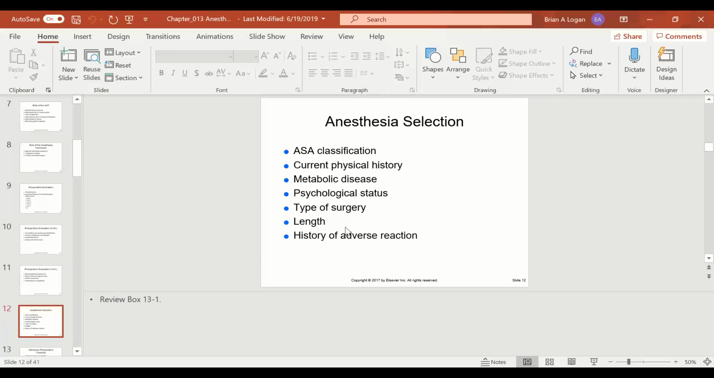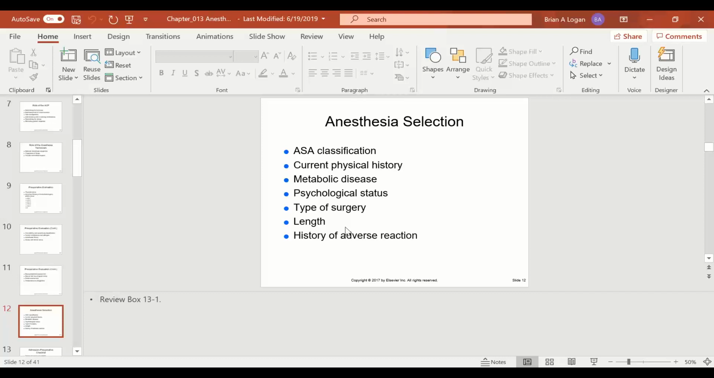What's their current physical history? What kind of shape are they in, right? Do they have a metabolic disease going on, so that if we're giving them these inhalants and things like that, it may take them longer to metabolize these certain drugs that we're giving them. What's their psychological status? Are they with it? Right? What kind of surgery are we doing? Are we doing something that we have to give them general anesthesia, no matter what their ASA classification is, right?